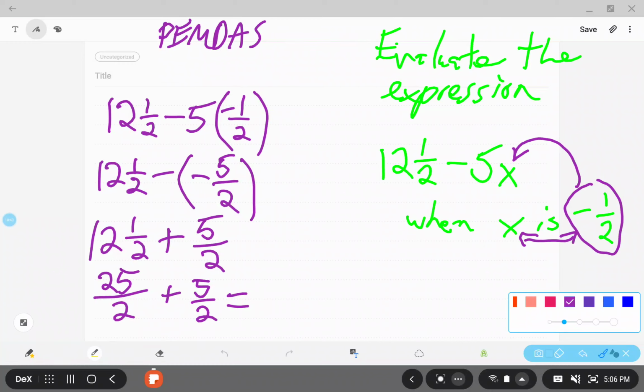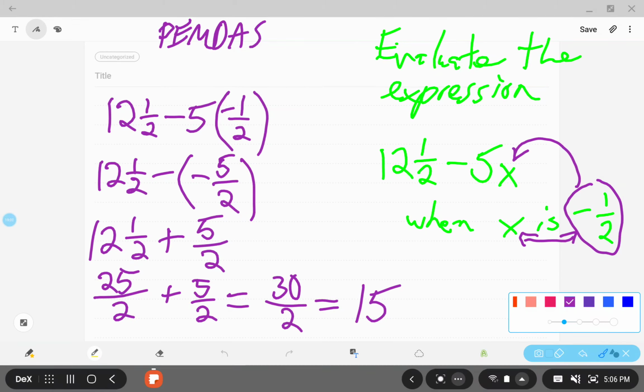So the denominators are the same. We're going to keep it as a 2. So we just add what's on top. 25 plus 5 gives us 30. So 30/2 is our answer, which basically just means 30 divided by 2, which you guys should know is 15. So the answer to this problem is 15, okay?